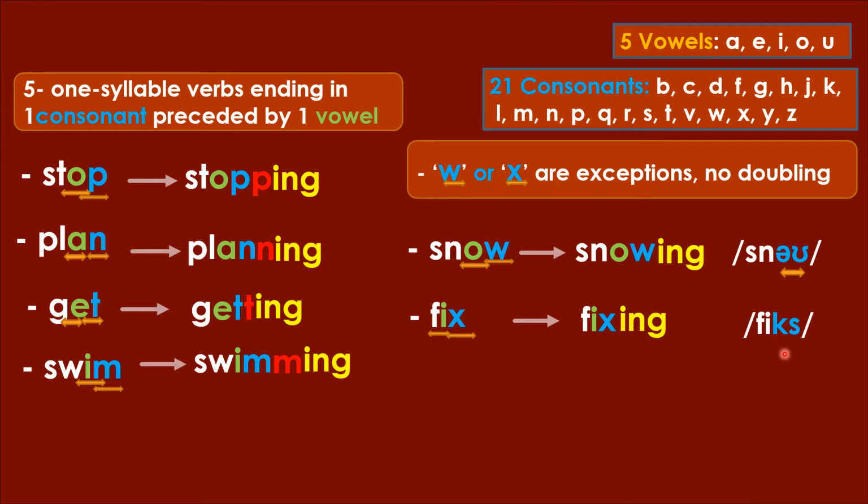If you look at the pronunciation, the phonetic transcription of the verb fix, you will notice that the X is pronounced as K, as two consonants. The K and S. And that's why, in the case of verbs ending in two consonants, do you remember, we just add ing. Okay.